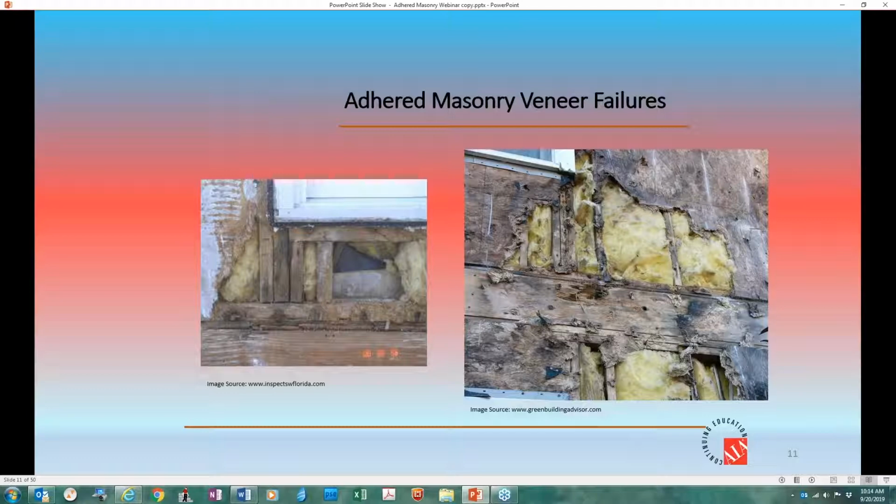Deterioration in the majority of masonry adhered walls is not common by any means. But here are a couple of examples of what happens when they do fail. When they do fail, moisture gets in, typically in localized areas, and it cannot be found until it's too late. As you can see, the insulation is still pretty clean in both of these pictures, so the homeowner was not really aware of what was going on.